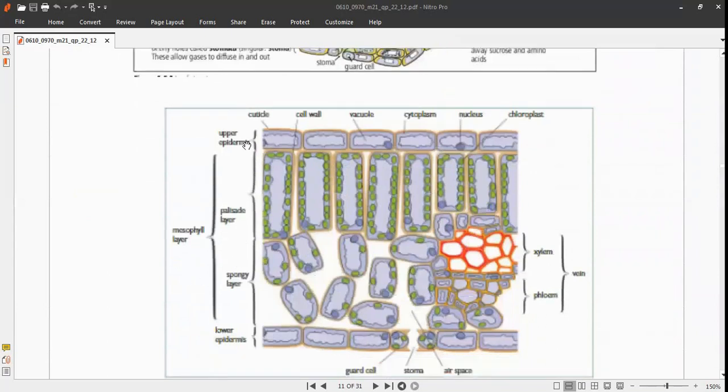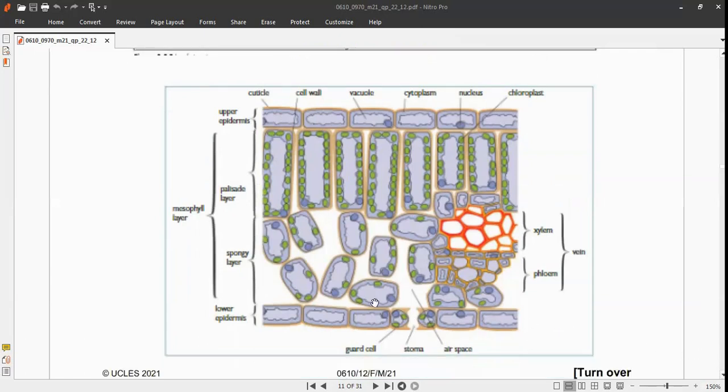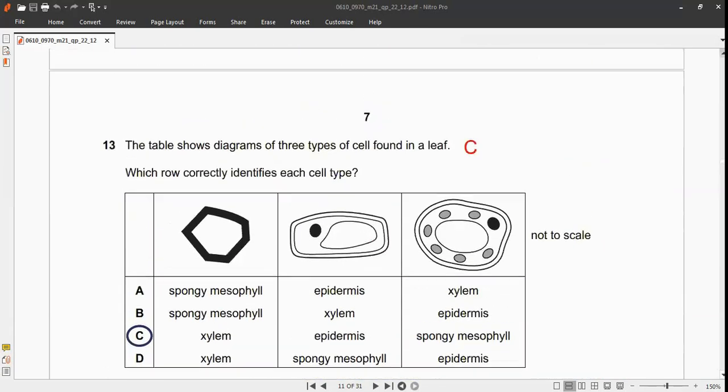The first layer is upper epidermis, and palisade layer, the second layer, spongy layer, and lower epidermis. Where is the air space? Air space here, the spongy layer. So the correct answer is spongy layer.